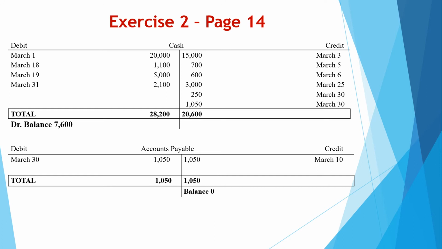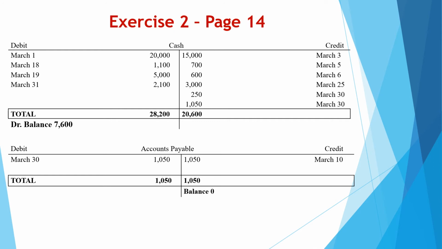However, we look to the general journal on which date the cash account appears in debit. We realized that on March 1, March 18, March 19, and March 31, the cash account was in debit. So we enter these dates under the debit side. On March 1 was 20,000 in debit. On March 18 was 1,100 in debit. March 19, 5,000, and on March 31 was debit 2,100. The total of the debit side is 28,200.